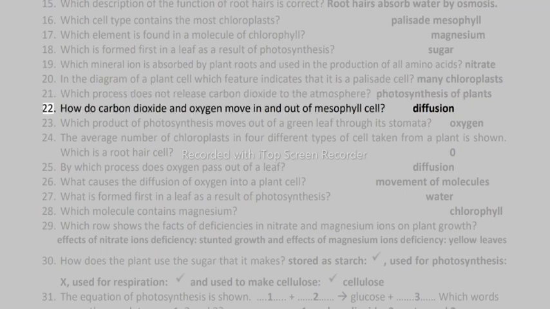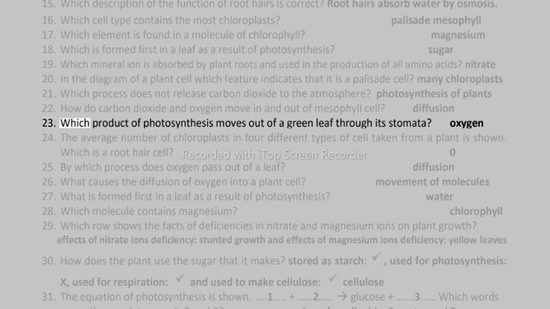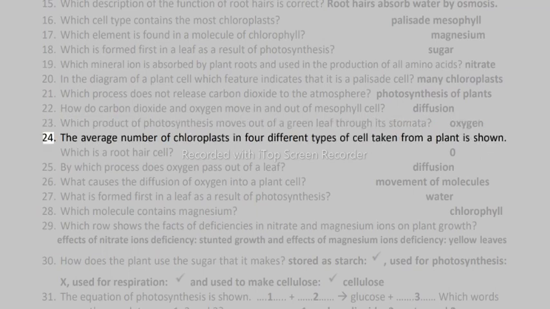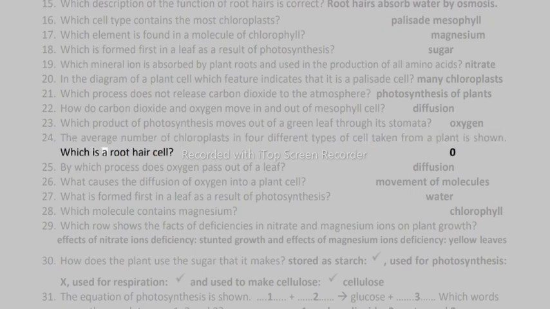Photosynthesis of plants. 22. How do carbon dioxide and oxygen move in and out of a mesophyll cell? Diffusion. 23. Which product of photosynthesis moves out of a green leaf through its stomata? Oxygen. 24. The average number of chloroplasts in 4 different types of cell taken from a plant is shown. Which is a root hair cell?